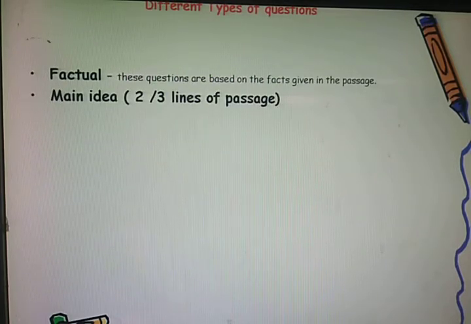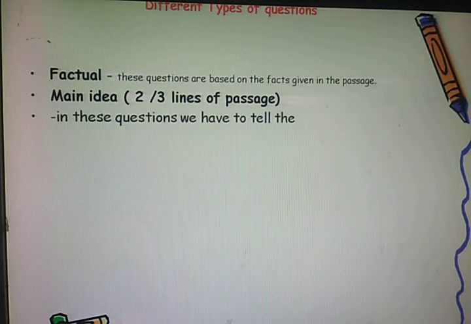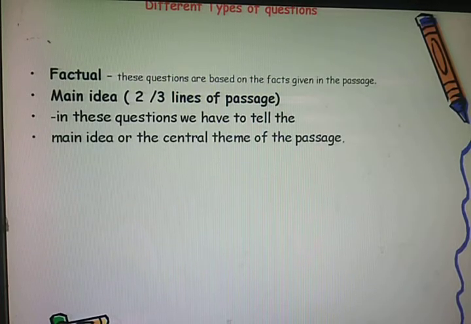They may ask you the question, tell me the main idea of the passage. So I give you just one hint. The main idea you'll find in the second or third lines of the passage. As I told you before, read the first and last sentences. If you read the title of the passage, you'll find the main idea. In these questions, we have to tell the main idea or the central theme of the passage.